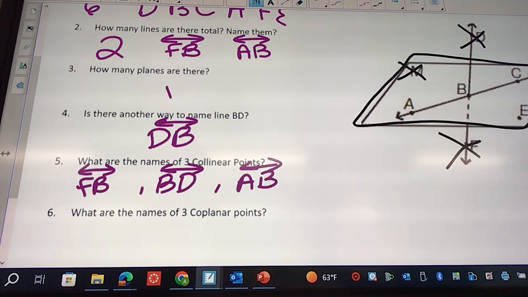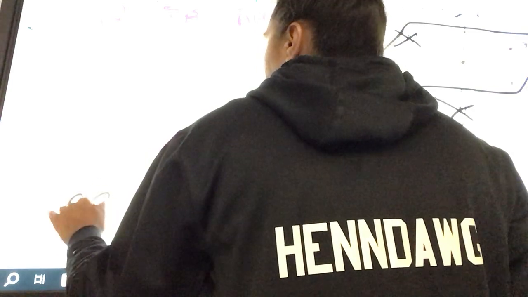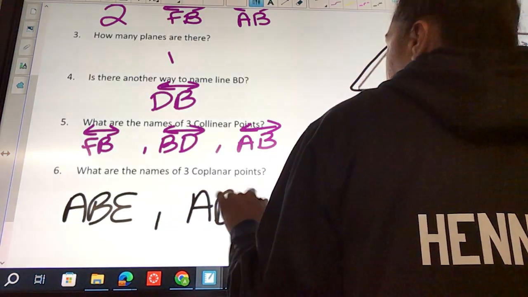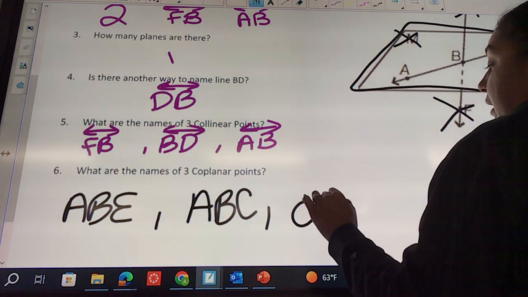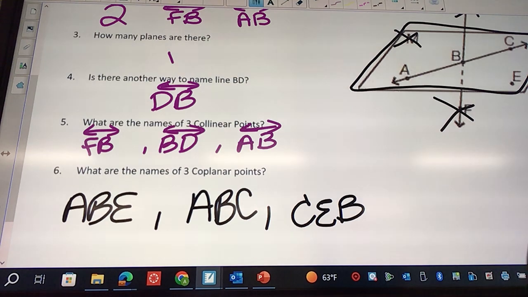Okay, and so to name a plane, we use 3 letters. Any 3 of this order works. So you can say ABE. ABE. You could say ABC. Or we could say CEB. Any of those combinations will work.